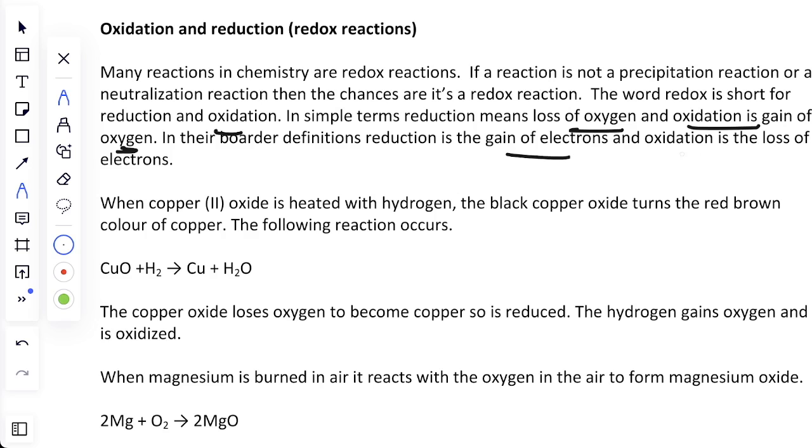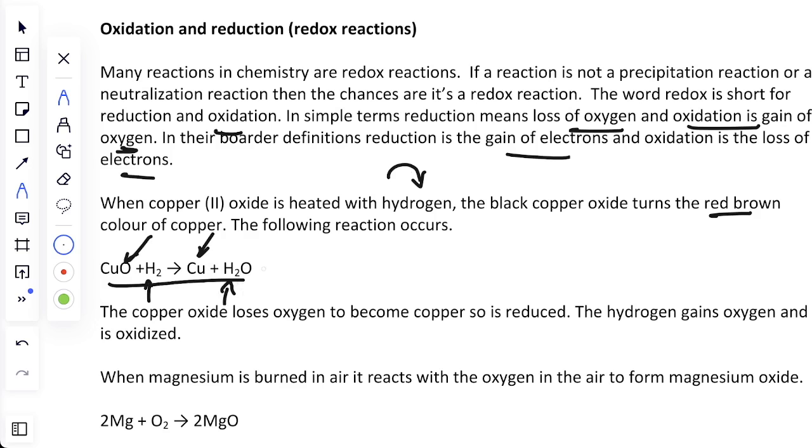This might sound very complicated when you first hear it. What is this? What is that? But it's not as bad as it sounds. I'll explain it in just a moment. When copper(II) oxide is heated with hydrogen, the black copper oxide turns the red-brown color of copper, and the following reaction occurs. The copper oxide loses oxygen to become copper, so it is reduced. The hydrogen gains oxygen and is oxidized. So this copper is losing the oxygen, so it becomes copper. And this hydrogen is gaining an oxygen, therefore it is oxidized.